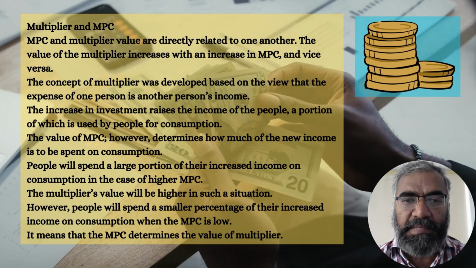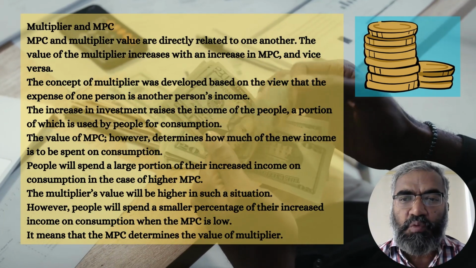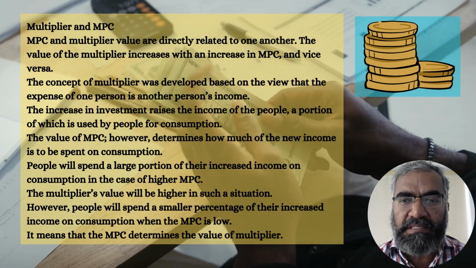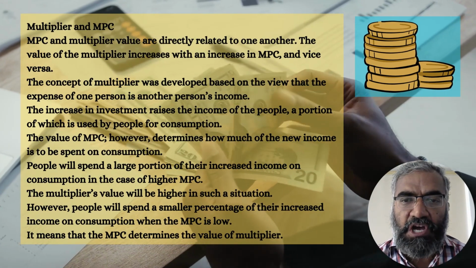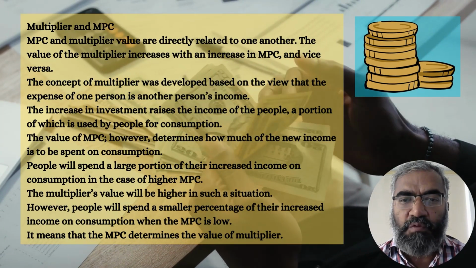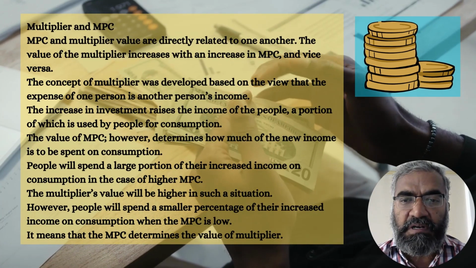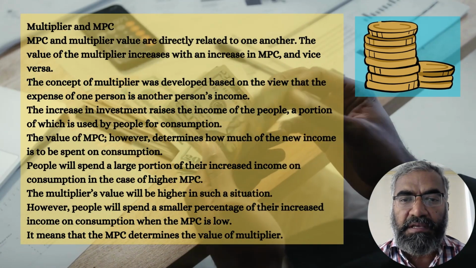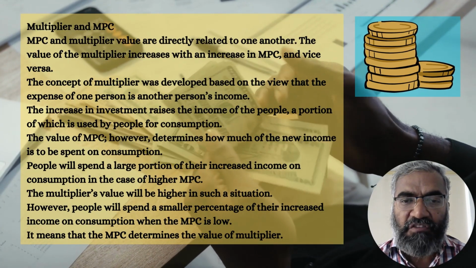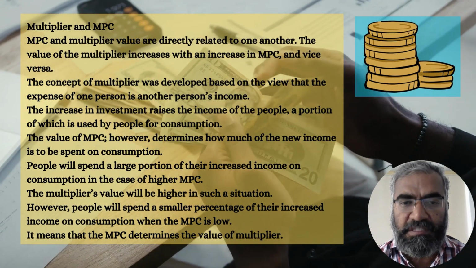Multiplier and MPC. MPC and multiplier value are directly related to one another. The value of the multiplier increases with an increase in MPC and vice versa. The concept of multiplier was developed based on the view that the expense of one person is another person's income. The increase in investment raises the income of the people, a portion of which is used by the people for consumption. The value of MPC, however, determines how much of the new income is to be spent on consumption.